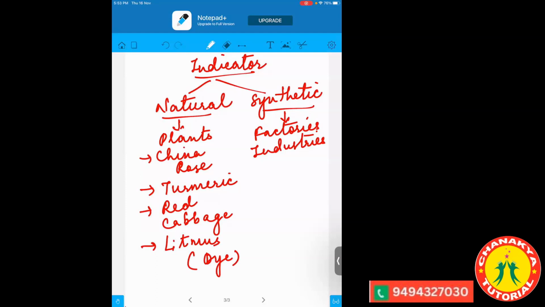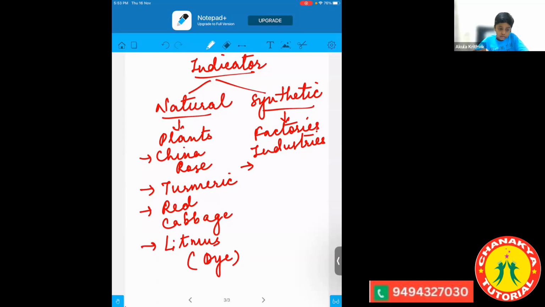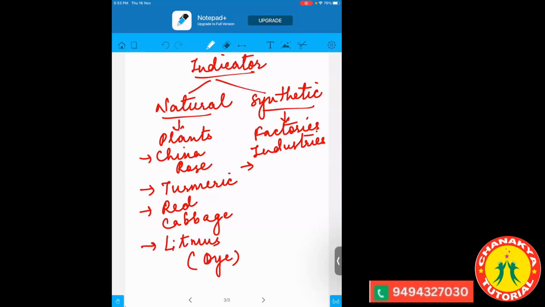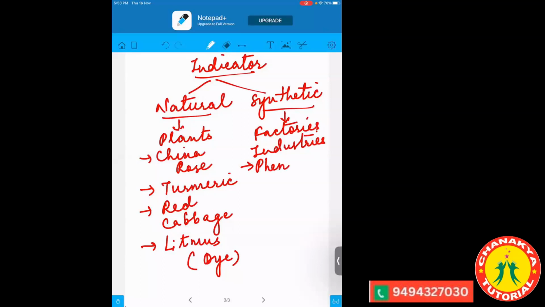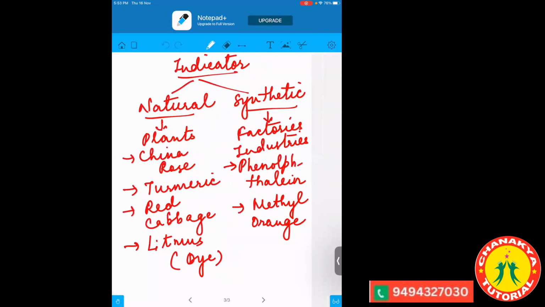When we talk about synthetic, any one example, Anubhav, Varshit, Kritvik? Litmus is an example of natural, no, because we get it from nature. Very good. Phenolphthalein. So phenolphthalein is a synthetic indicator, whereas methyl orange is also a synthetic indicator. So these are the two synthetic indicators which we'll be learning in today's class.